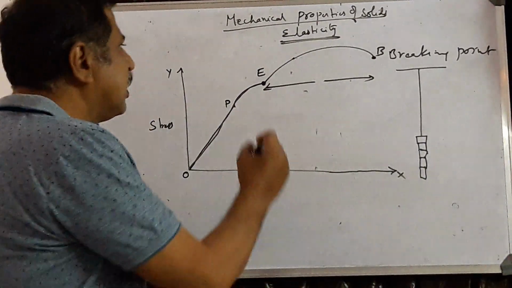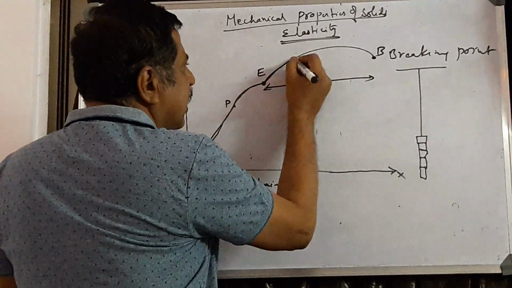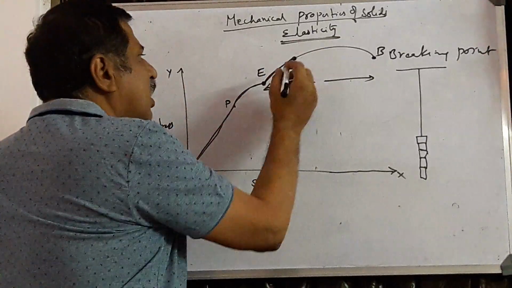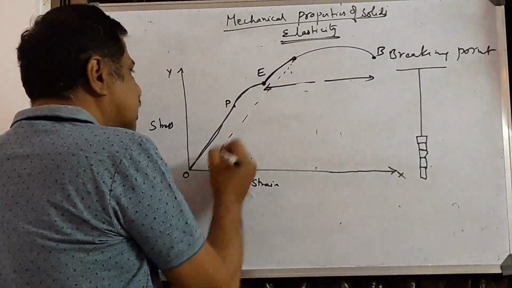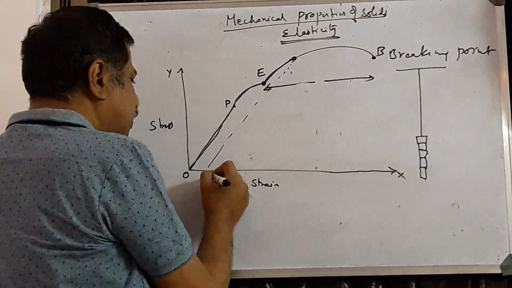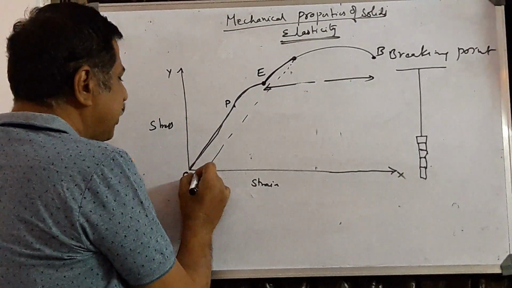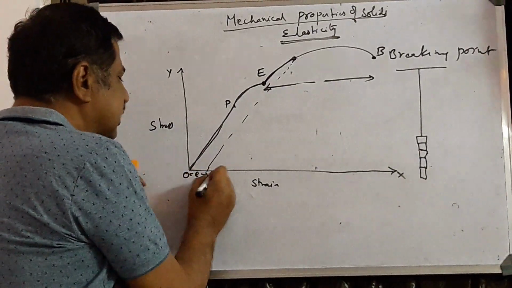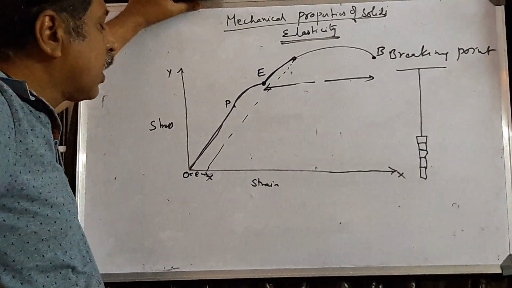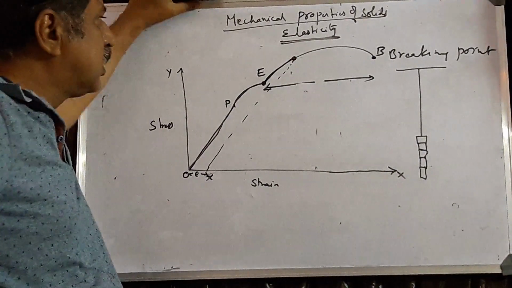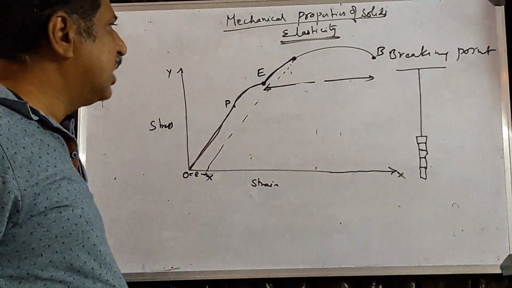For example, we take another point, up to this point, where the load is further increased after the elastic limit. If you remove this load, what happens? It does not follow this path. It follows this path, for example, X. OX is the permanent increase in length. That means it does not show any elastic property. There is a permanent increase in length.